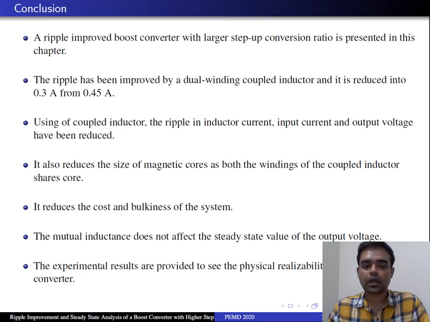The coupled inductor also reduces the size of the magnetic cores, as both windings of the coupled inductor share one single core. It reduces the cost and bulkiness of the system. The mutual inductance doesn't affect the steady state value of the output voltage. The experimental results are provided to show the physical realizability of the proposed converter.